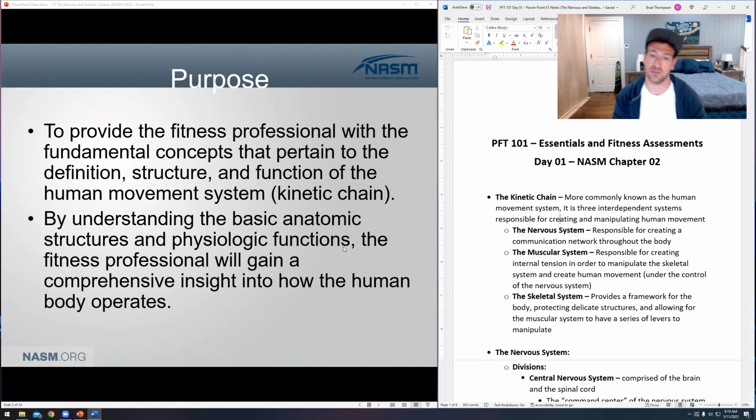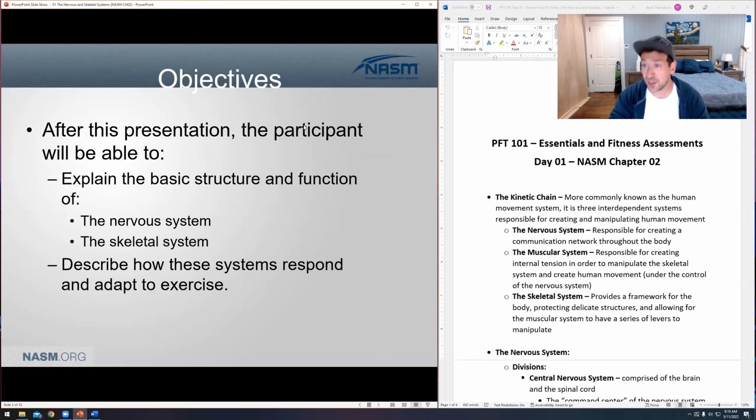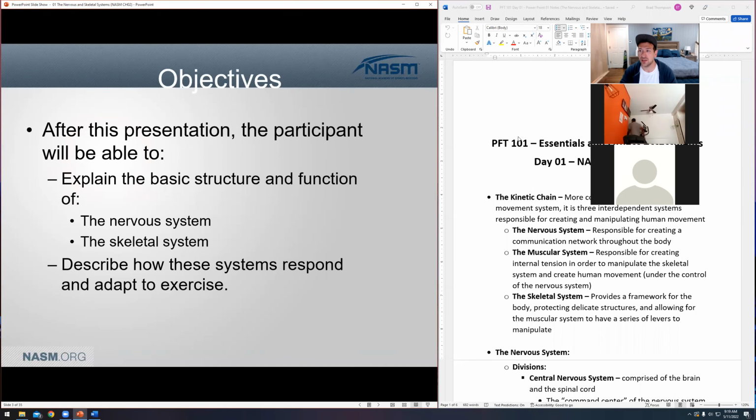Your muscular system is what manipulates your skeletal system, but it's under the control of your nervous system. So we're going to look at how all of these things are very, very connected. Today, our objective is to have you guys feel pretty confident about understanding the nervous and skeletal systems and how those systems adapt and respond to stress.